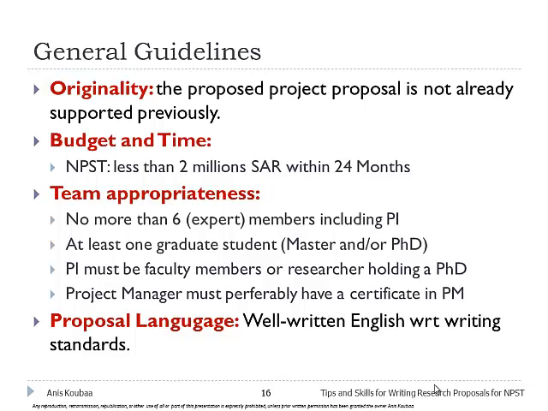You have to respect the budget and the time limitations. In the case of MPST, it's 2 million Saudi riyal within 24 months maximum. And very important is to choose your team appropriately. For example, in the case of MPST, you should not have more than 6 expert members, including the PI. You should include graduate students, and the PI should be a researcher holding a PhD. All these are common features for projects.